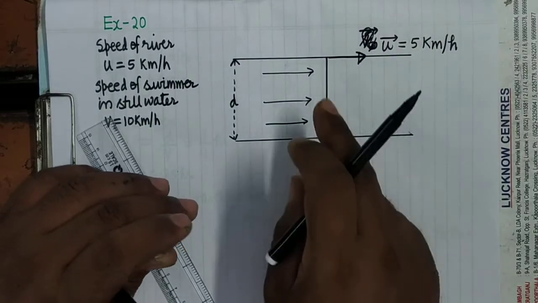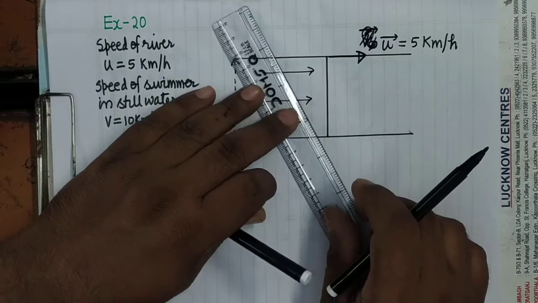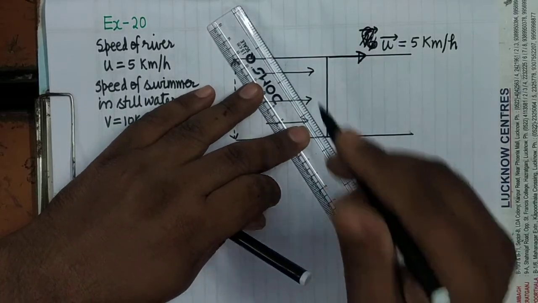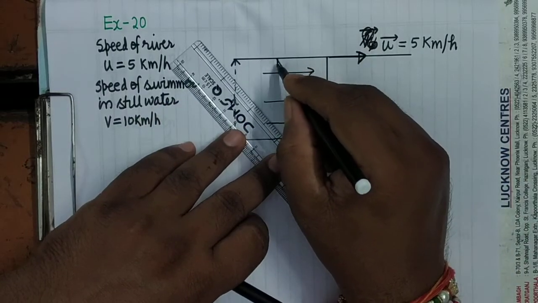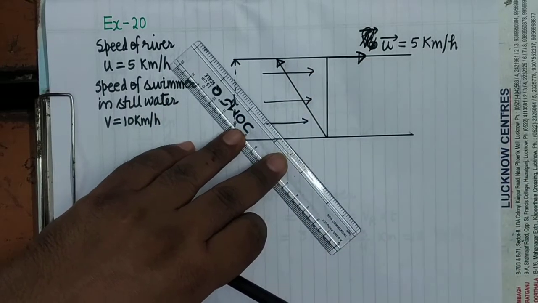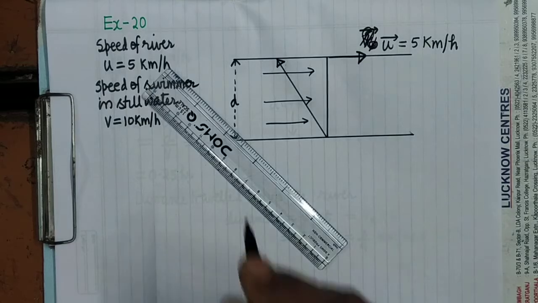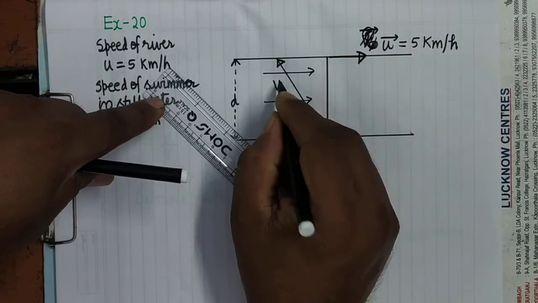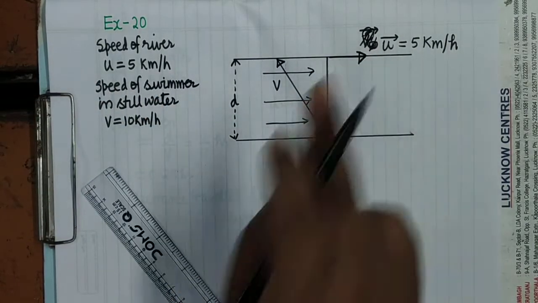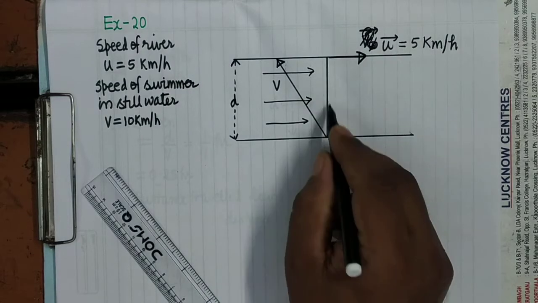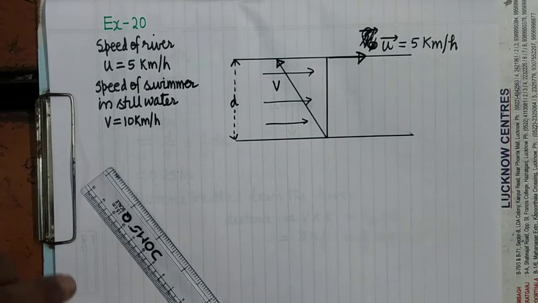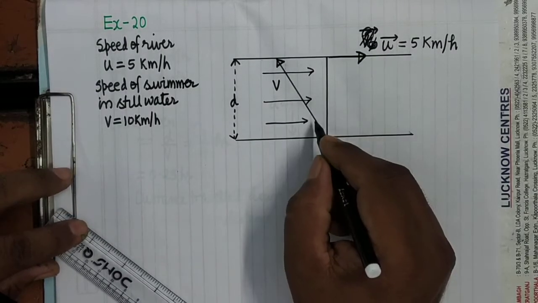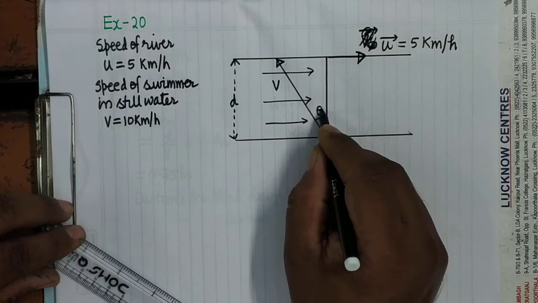So for going in this direction, he should swim in what direction? In this direction. It's clear. He should swim in this direction. When he swims in this direction, then under the effect of the river current, his actual direction will become this, and he will go straight. It's clear. Now see here, I have taken this angle as theta.